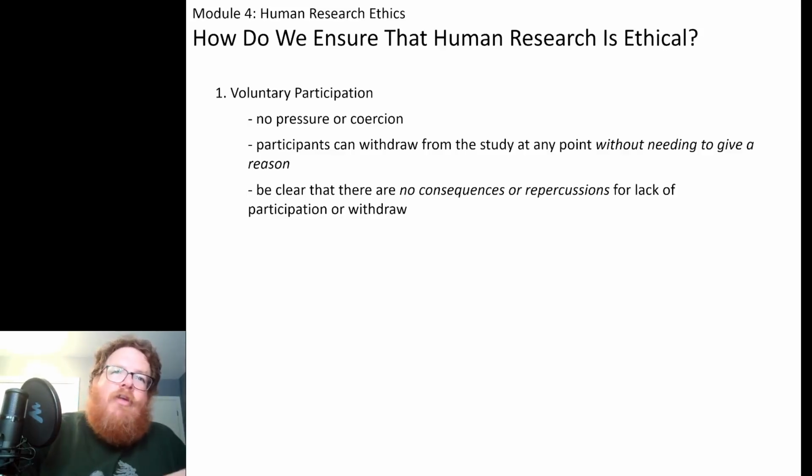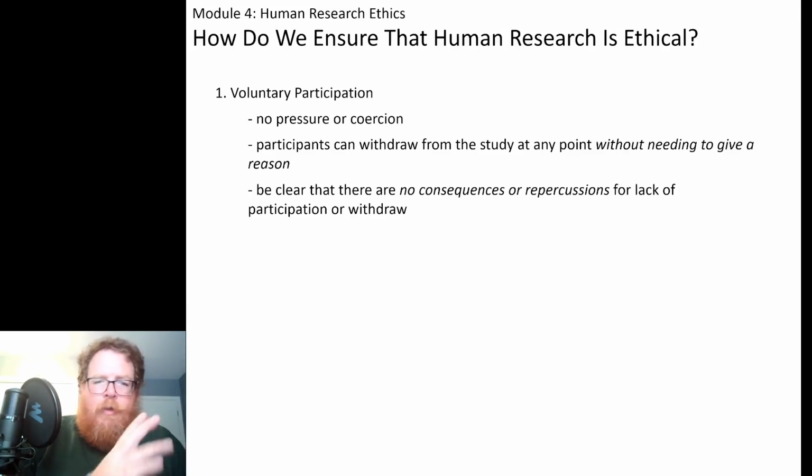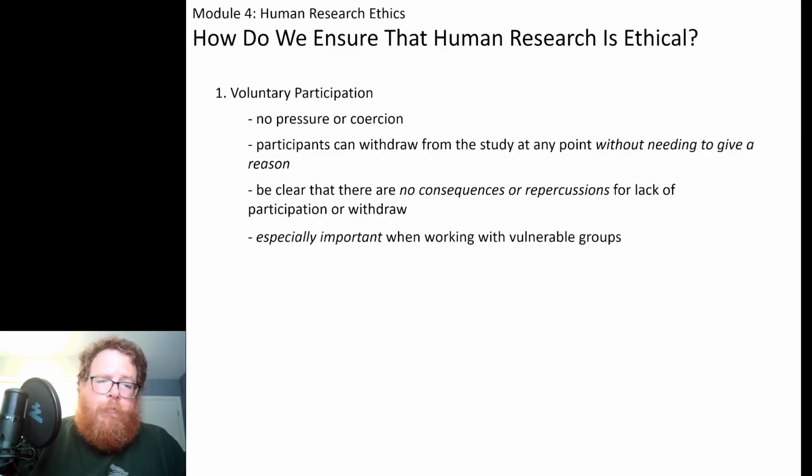If someone leaves the study, you can't say, well, we're not going to pay them their fee for coming the last time because they're not coming in the future. You cannot penalize someone for not participating or choosing to withdraw from your study. That again is part of this idea of voluntary participation.